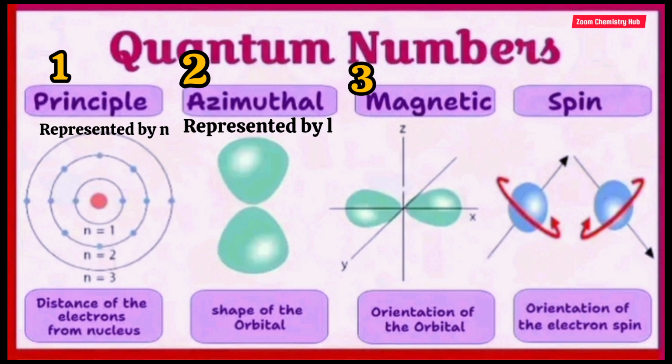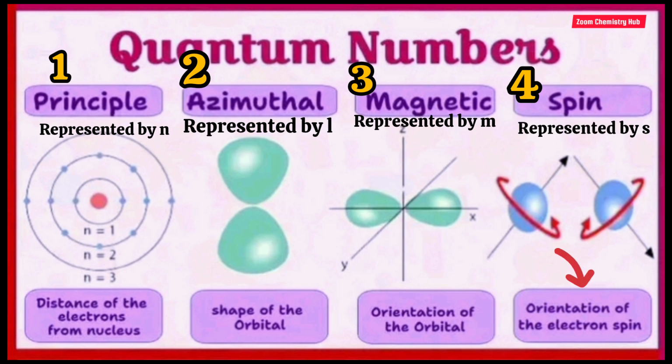Third, magnetic quantum number. It is represented by small m. It describes the orientation of an orbital in the space. Fourth, spin quantum number. It is represented by small s. It describes the spin of an electron.